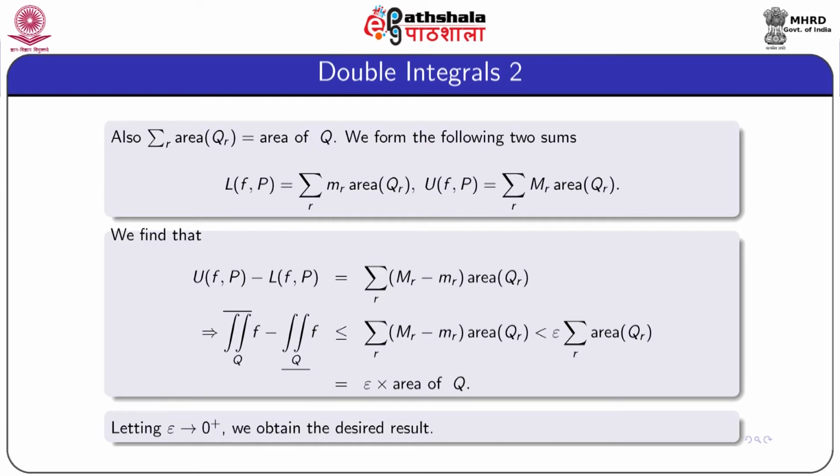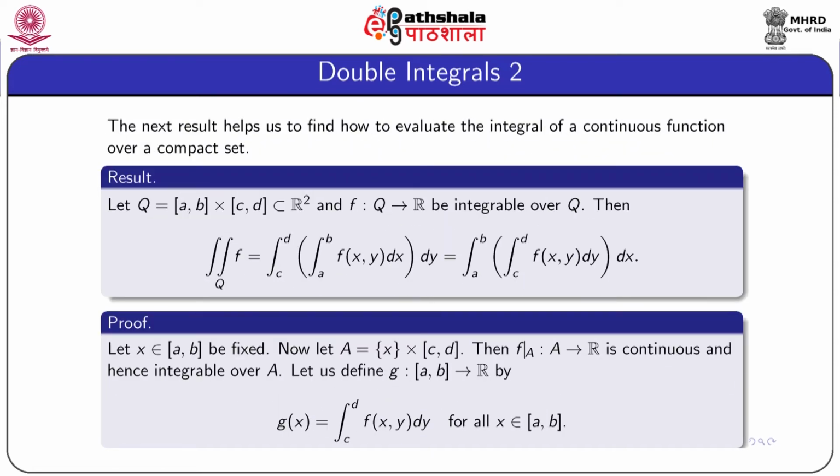We form the following two sums: L(f,P) equal to the summation over r of small m_r times area Q_r, and U(f,P) equal to the summation over r of capital M_r times area Q_r. We find that U(f,P) minus L(f,P) equals the summation over r of (M_r minus m_r) times area Q_r. This implies the difference between the upper and lower integral of f over Q is less than or equal to the summation over r of (M_r minus m_r) area Q_r, that is less than epsilon times area of Q. We obtain the desired result by letting epsilon tend to 0 plus.